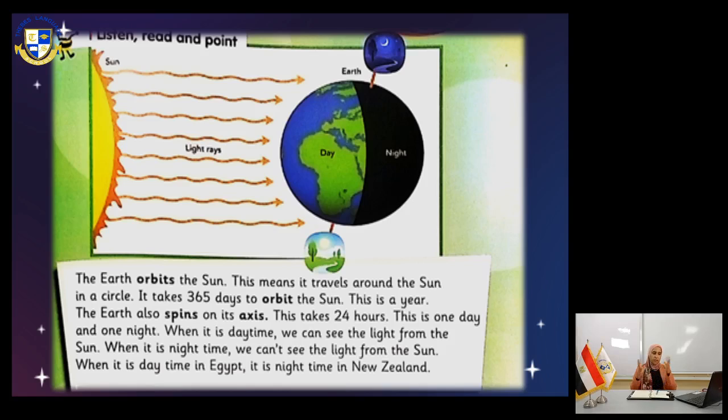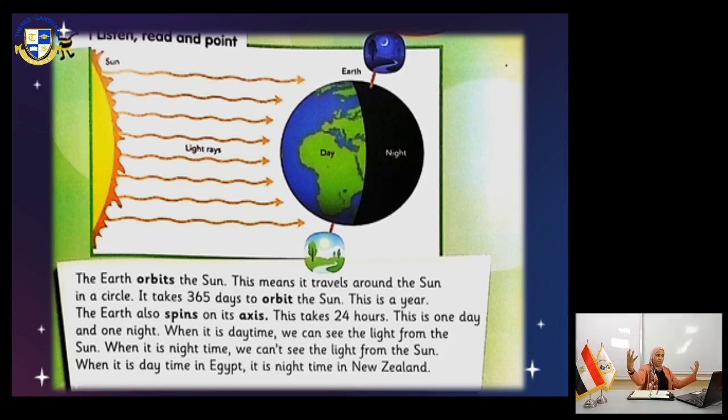When it is daytime, in the morning, we can see the light from the sun. When it is night time, we can't see the light from the sun. When it is daytime in Egypt, it is night time in New Zealand, because Egypt is in one part of the earth which is facing the sun, and New Zealand is on the other part which is not facing the sun. It is in the dark part. So there is a difference.